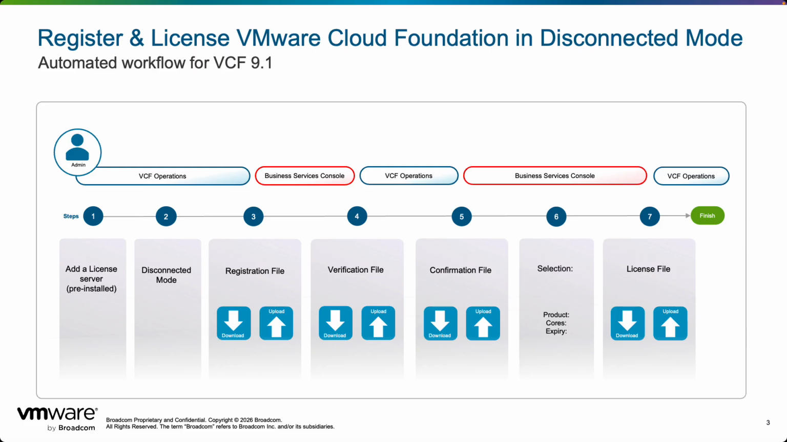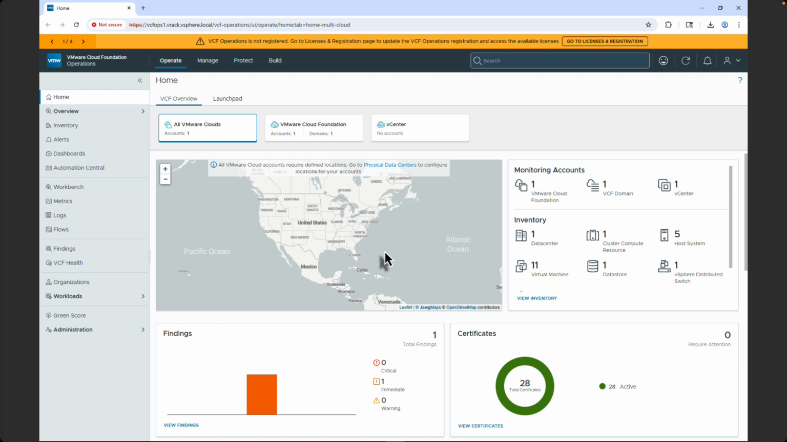When opening VCF Operations for the first time after a new or upgraded deployment, you'll notice a yellow banner providing a shortcut to the licensing and registration page. A customer has up to 90 days from the time of deployment or upgrade to license the environment. The grace period allows full access to your VCF subscription features. Once licensing has been procured or is available, the inbuilt registration workflow is used to license the environment.